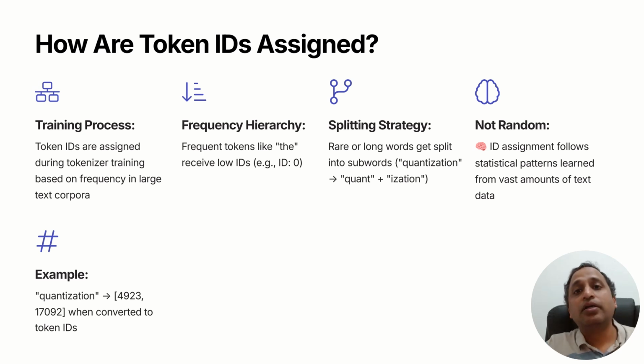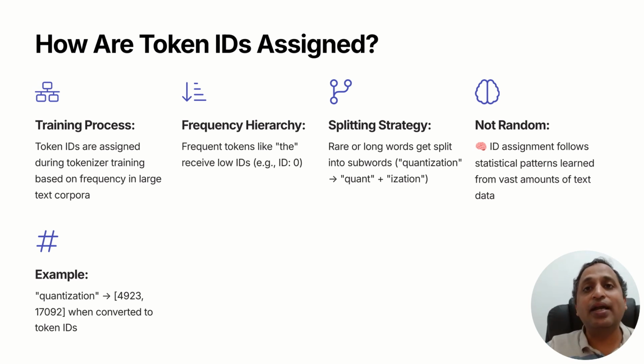Let's take a complex word, for example, quantization. The tokenizer might split this word into quant and ization, and each of them has its own ID.